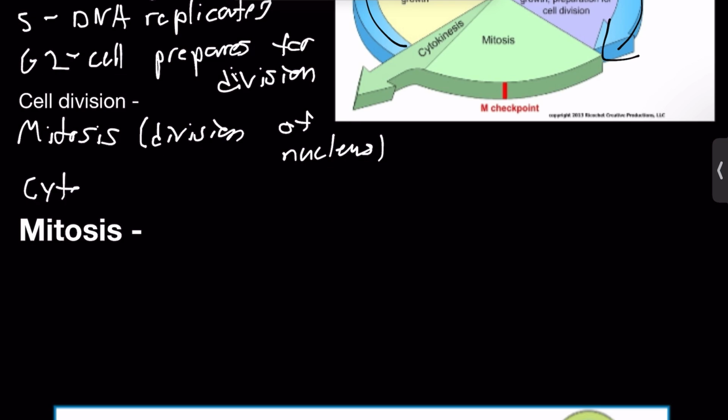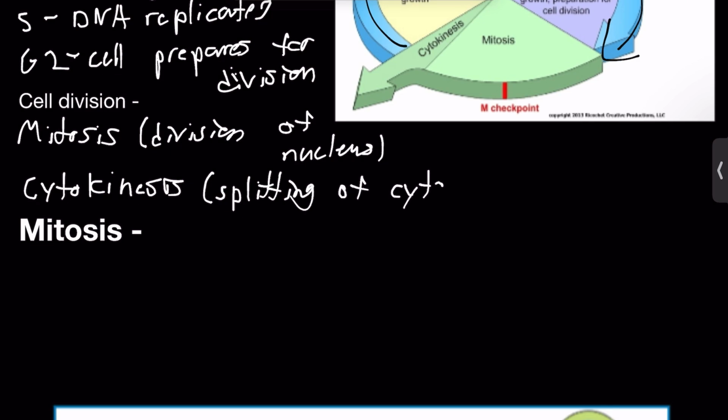Cytokinesis is the splitting of the cytoplasm. And once the cytoplasm of this very large cell splits, then you have two separate cells, both with their own cytoplasm that are membrane bound. And now you have two fully independent cells, both with the full set of DNA with an identical copy, that can then go back into interphase to eventually be ready to divide again.